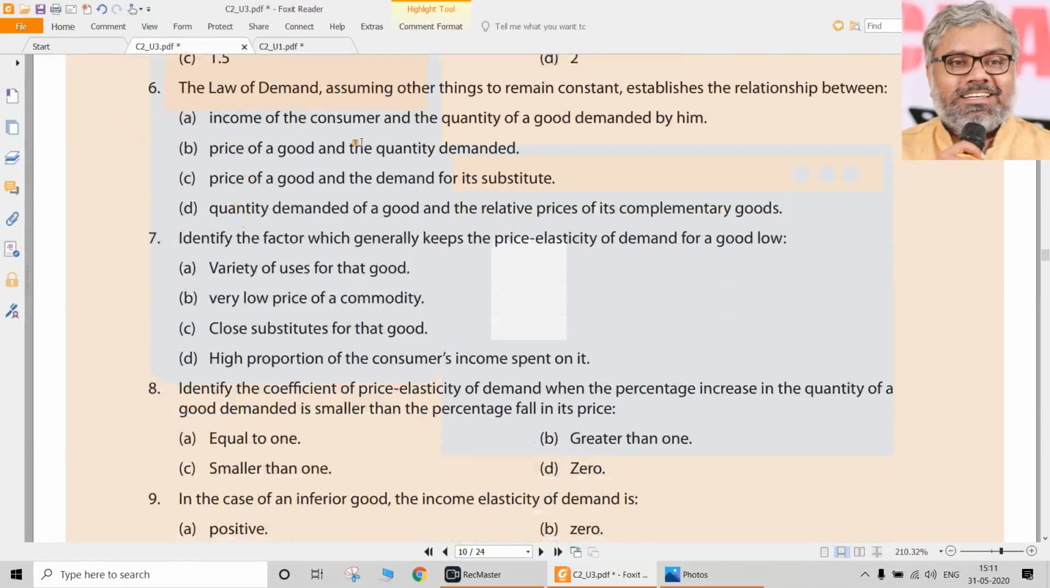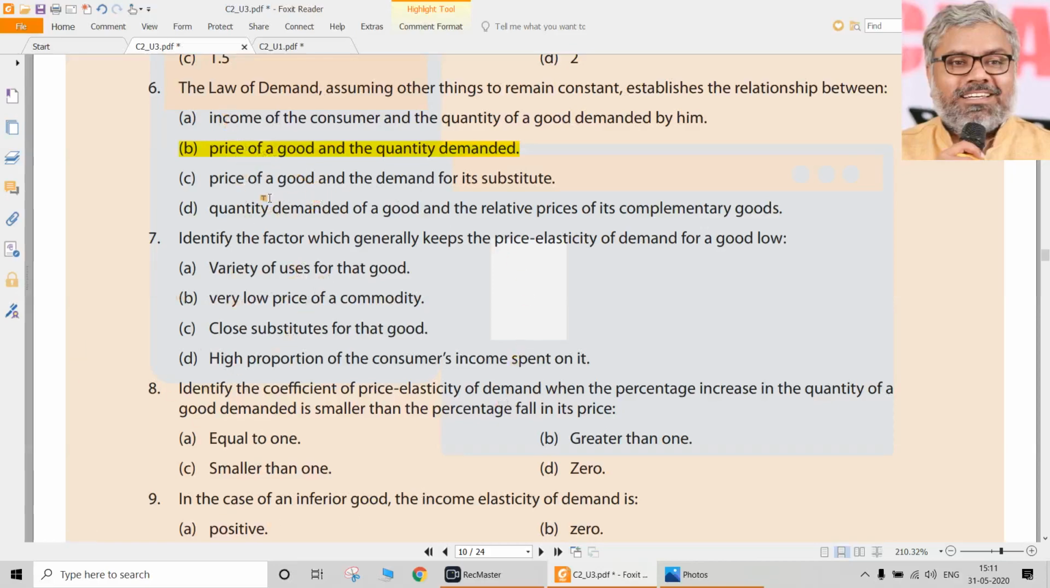Now 6th question. The law of demand, assuming other things to remain constant, establishes the relationship between what? That is price of a good and quantity demanded. Is it not? That's what law of demand is all about, right? Law of demand is about relationship between the price of a commodity and quantity demanded of a commodity. So once again, a direct question.